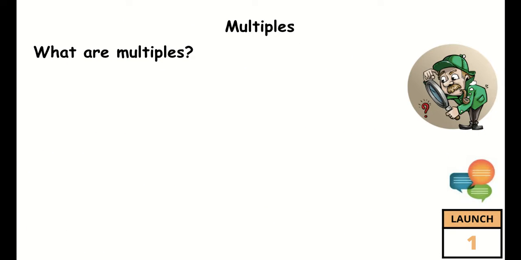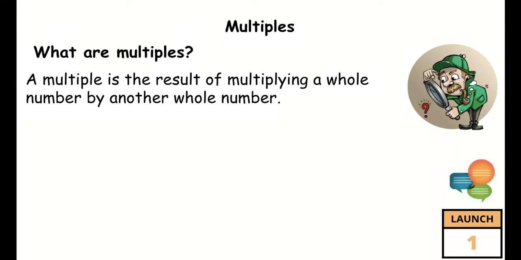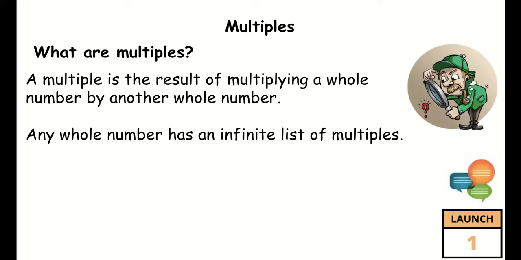So let's remember what multiples are. A multiple is the result of multiplying a whole number by another whole number. Any whole number has an infinite list of multiples.